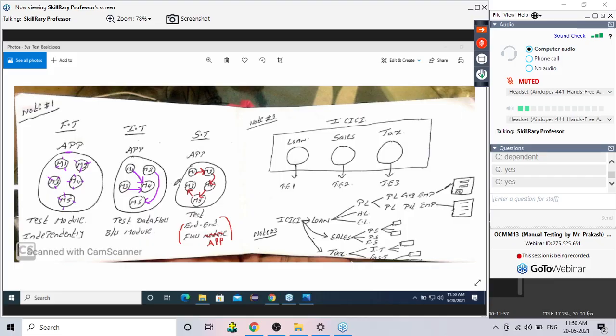Yes, good. Second, the simple silly question is: functional, integration, system, where will bugs be more? Use common sense. Good. Everyone is saying functional testing. Correct, guys. In functional testing bugs will be more. In integration testing bugs will be reduced. In system testing they will be reduced further, until the application becomes stable. Okay, that is also clear.